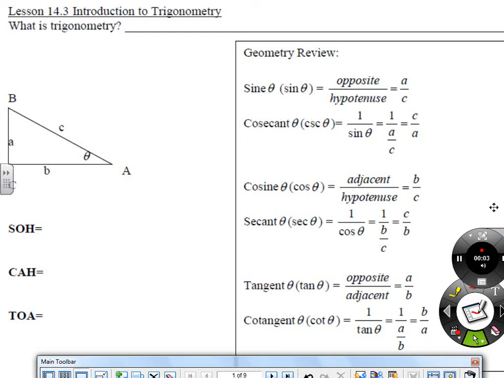Okay, so first, what's up here on the screen, I want to point out, is the basics of trigonometry and some things that we should be familiar with from geometry, and I'll give you a chance to copy down what you need to copy down. Or if you're going to print this out when you go home, because there are a lot of other pages to it, too, that we're going to use later.